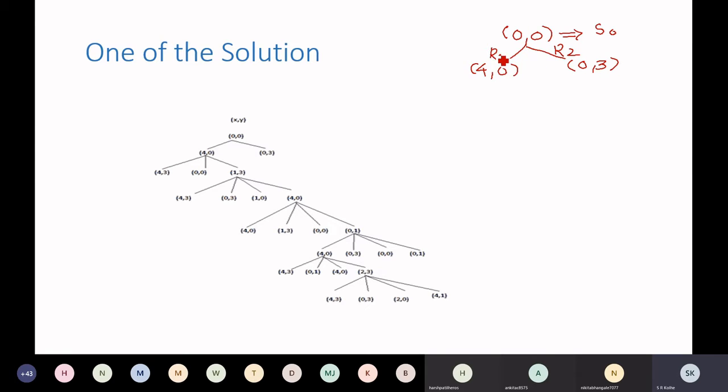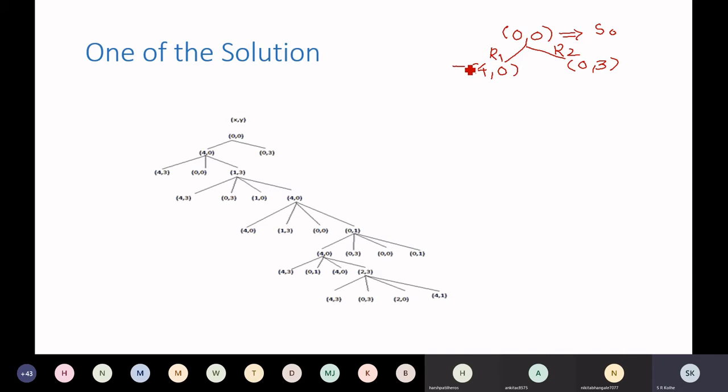So either of these: if you have selected rule number 1, you will get (4, 0). If you have selected rule number 2, then you will get (0, 3). Now check, is it a goal state? No. Second one, no, because goal states we know are either (2, 0), (2, 1), (2, 2) or (2, 3). So again find another rule.